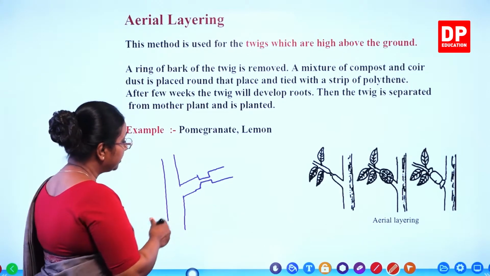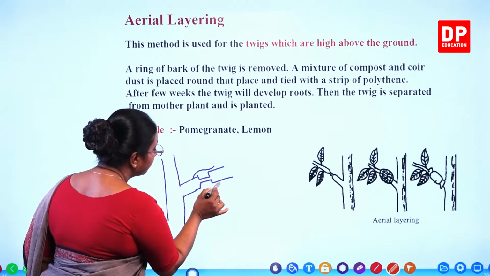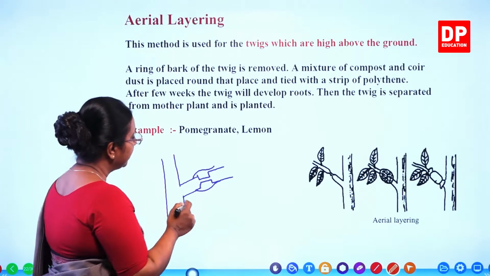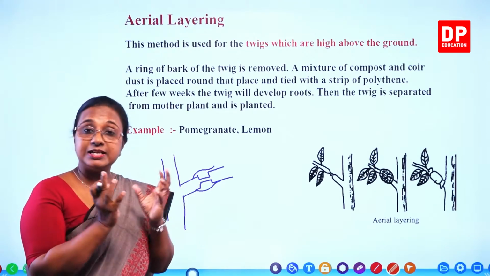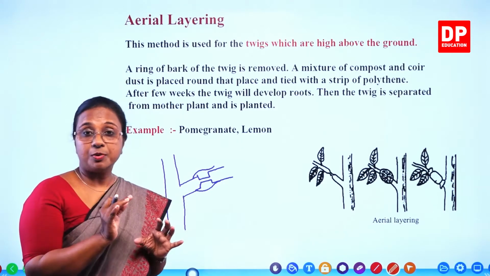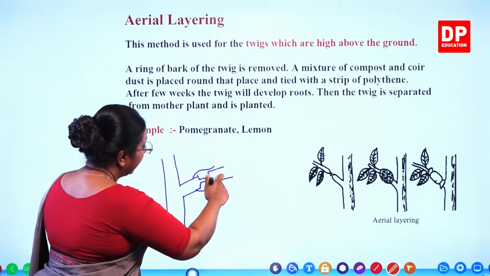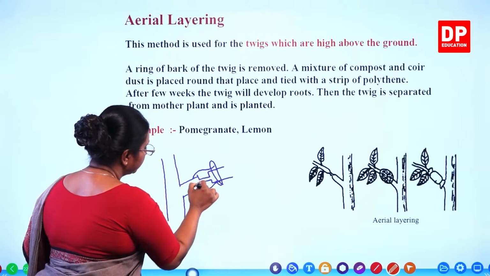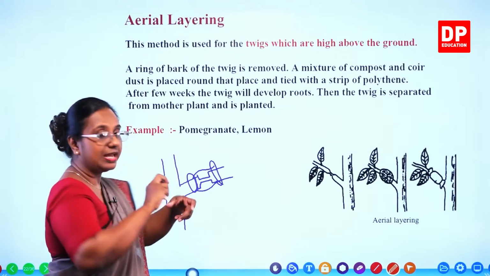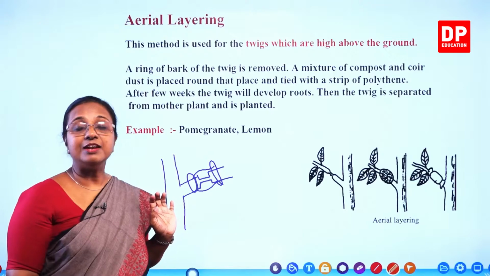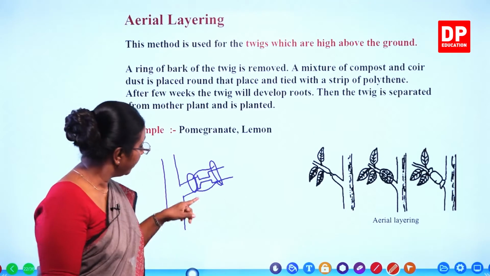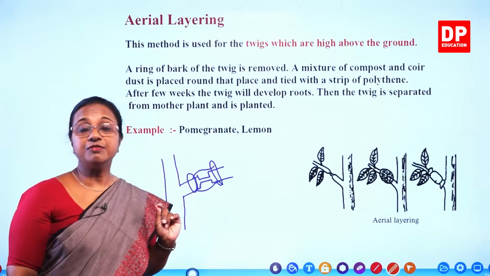Then what we do is, we put some compost soil mixture over it, and around that we can place the coconut husk, or we can use a polythene to cover it up, and you put 2 knots over here. You tie it like tying a toffee. So, then we allow it to be like that for some time. There you will see the initiation of roots.